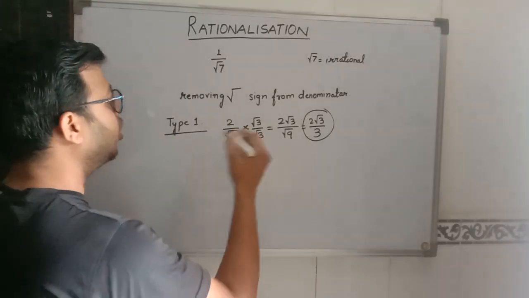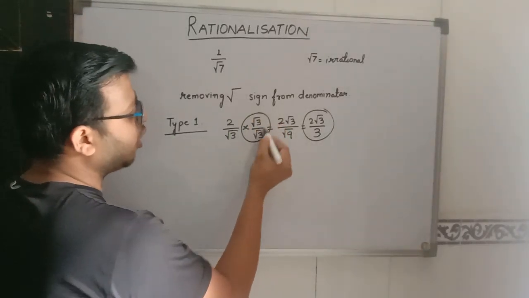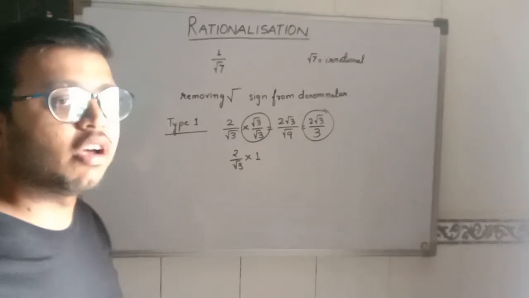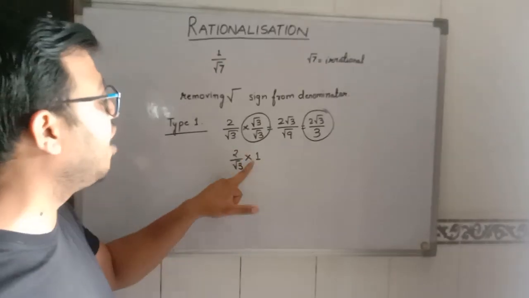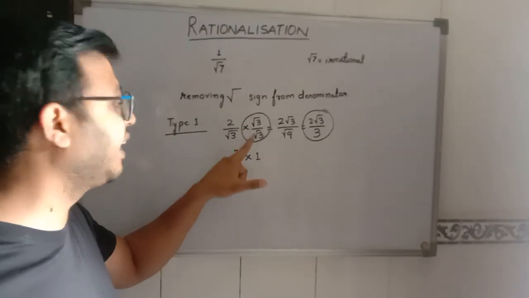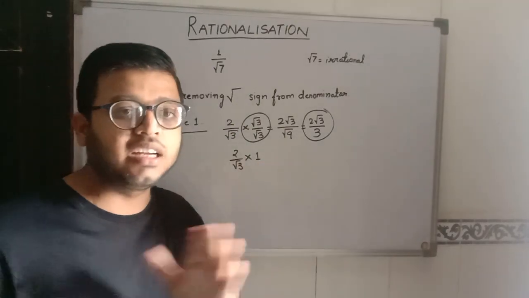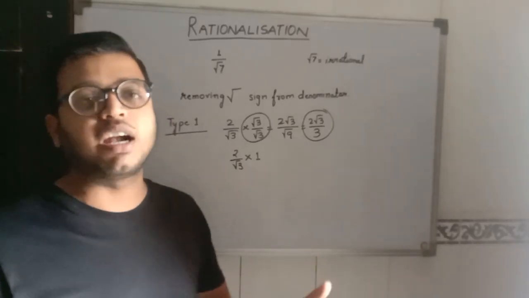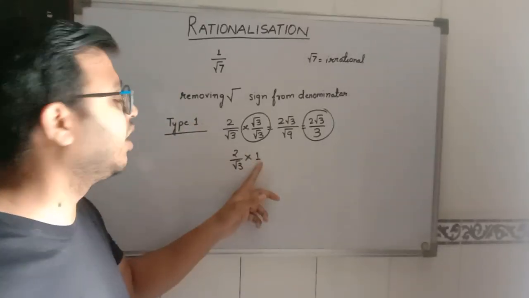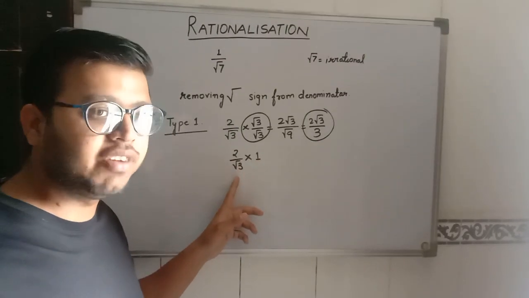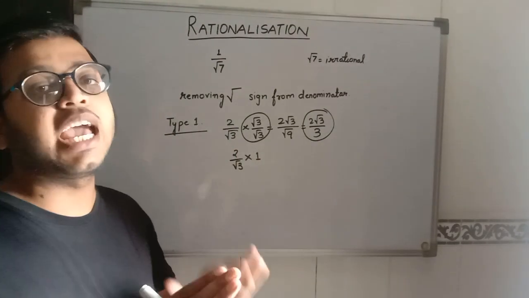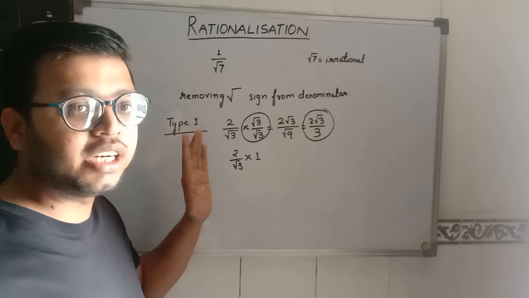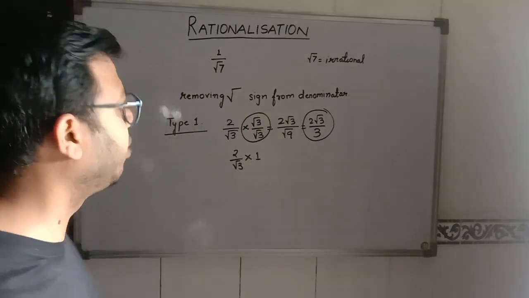And why are we doing so? We are not changing our question. We are just multiplying 2 upon root 3 by 1, because 1 is a factor of each number, and 1 can be written as the same numerator and same denominator. That is why that point should not come in your mind that we are changing the question. We are just taking advantage of mathematical rules, because 1 is present with multiplication of every number. So 1 can be written in the form of a fraction when the numerator and the denominator are the same. So root 3 in the numerator, and root 3 in the denominator.